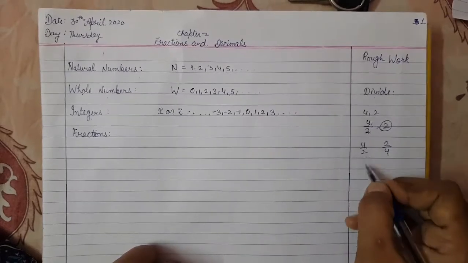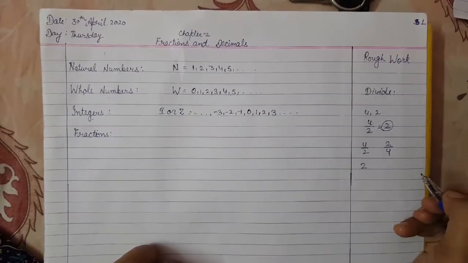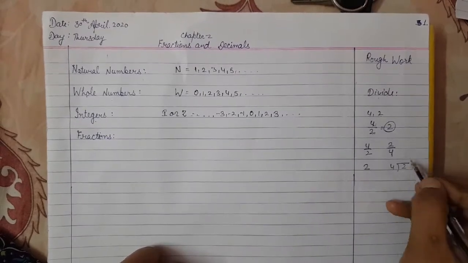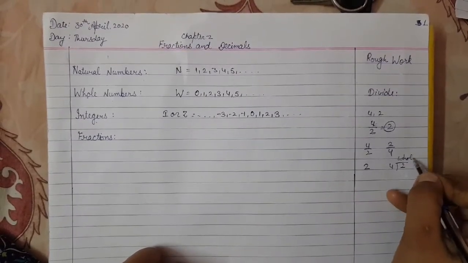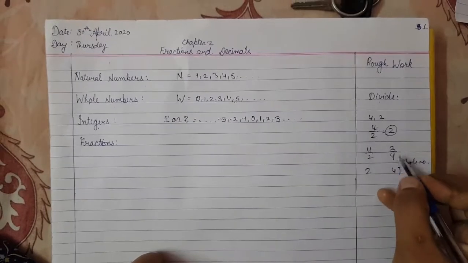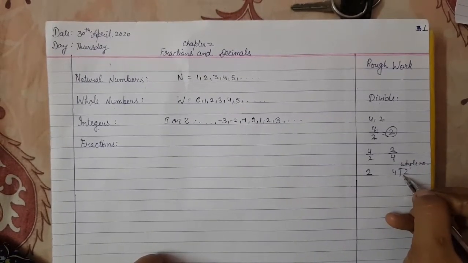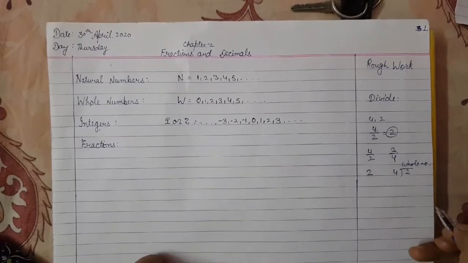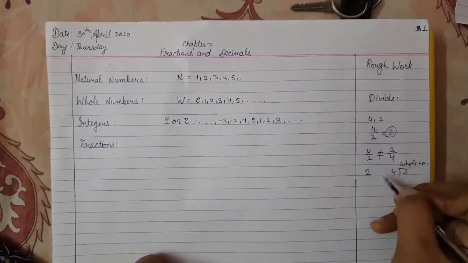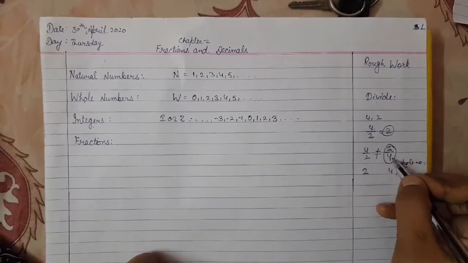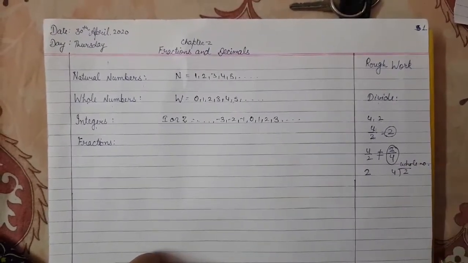But 4 upon 2 is 2, and 2 upon 4 is what? If I divide 2 by 4, then I will not get a whole number in the quotient because the dividend is smaller than the divisor. So we cannot perform the division further and cannot get any whole number in the quotient. So they both are not equal. But what can we say about 2 upon 4?